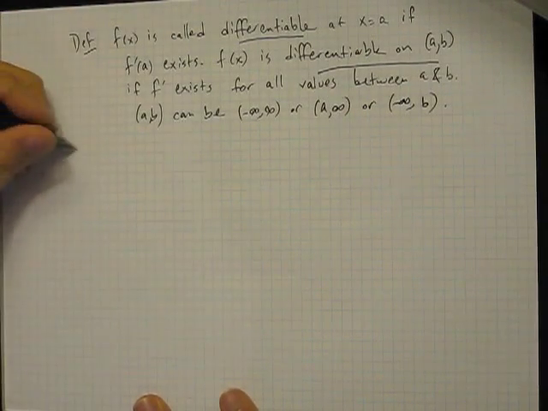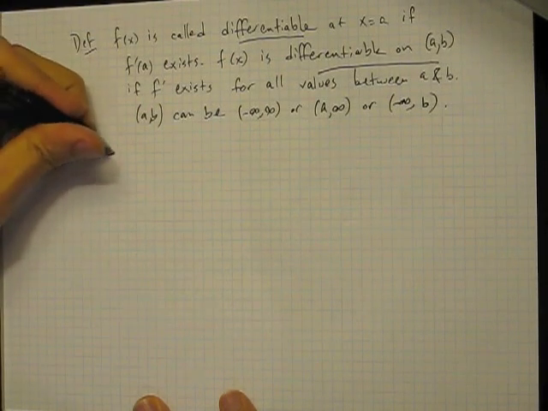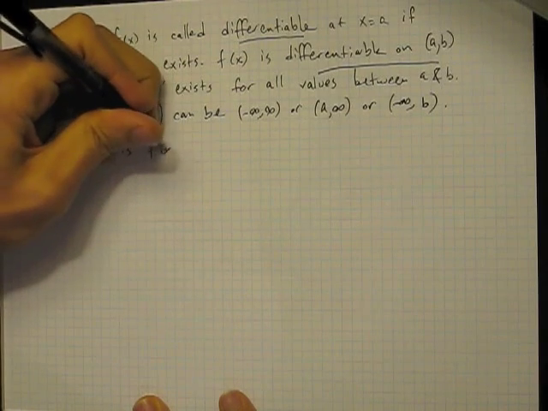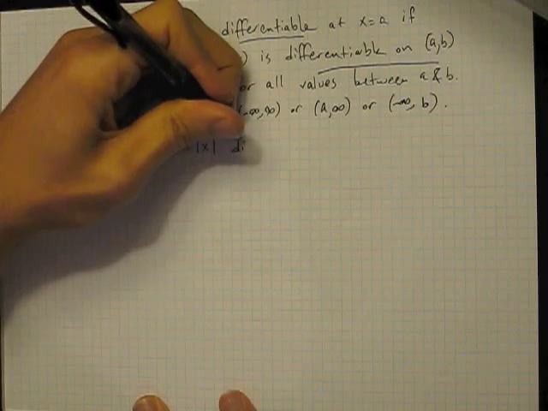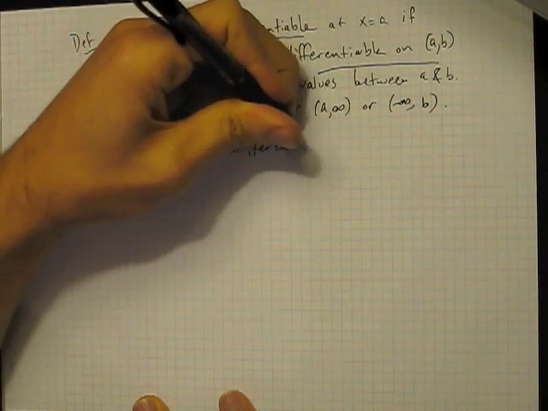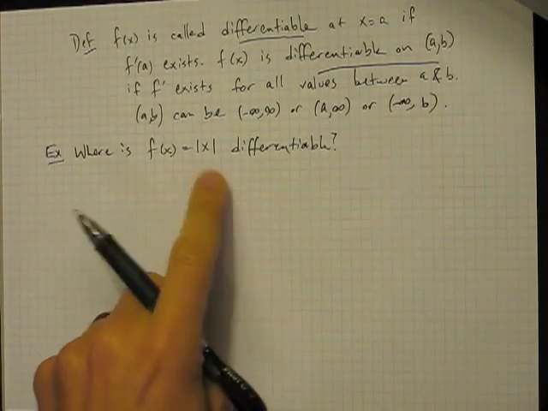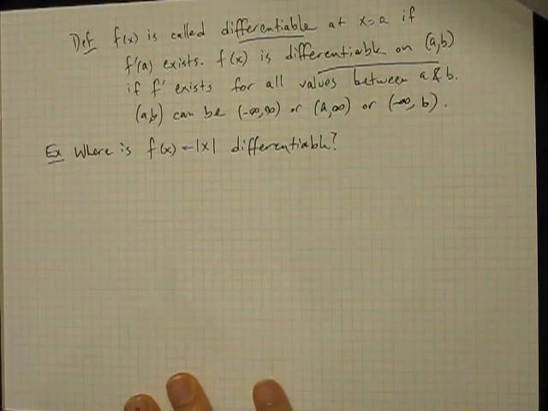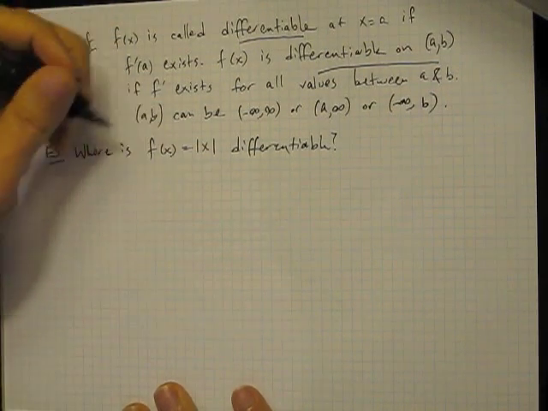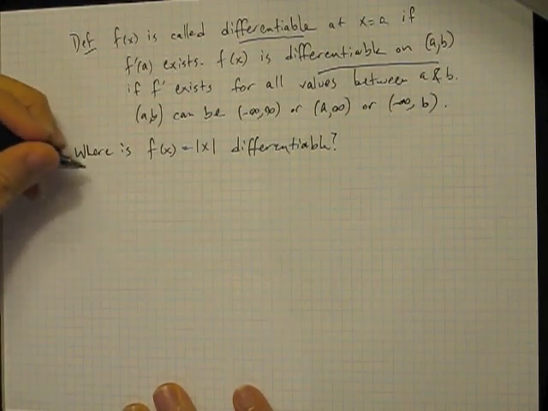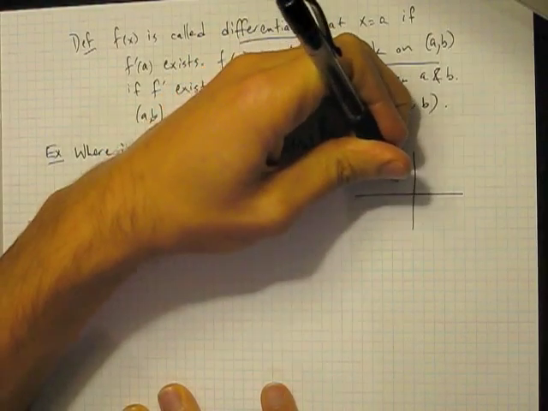Okay, so let's look at an example. Where is the function absolute value of x differentiable? The answer to this question is to find all of the x values where f of x is differentiable. So let's consider a couple of different cases. We know what the graph of this looks like. It looks like this.